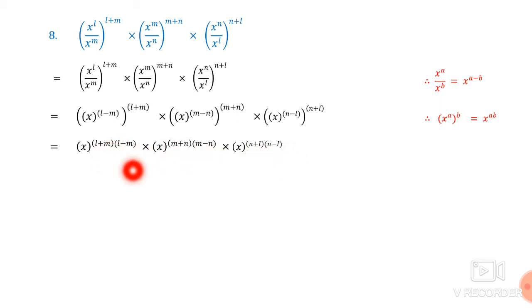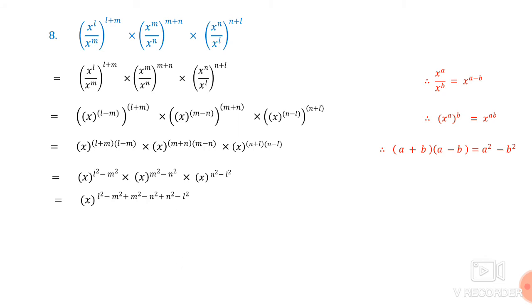Here we can see, instead of multiplying both the brackets, we can apply a formula here. The formula which says a plus b, a minus b is equals a square minus b square. So applying this formula, it will become x exponent l square minus m square, x exponent m square minus n square, x exponent n square minus l square.